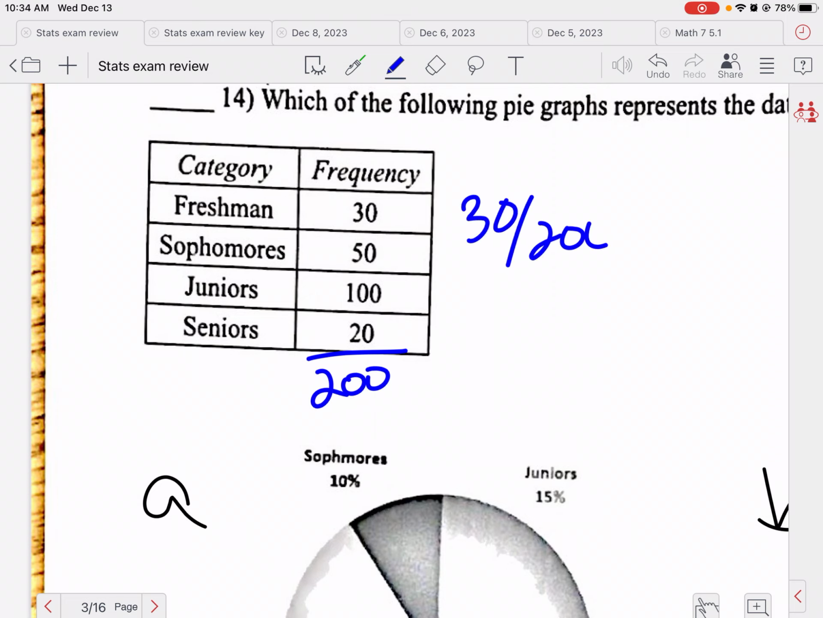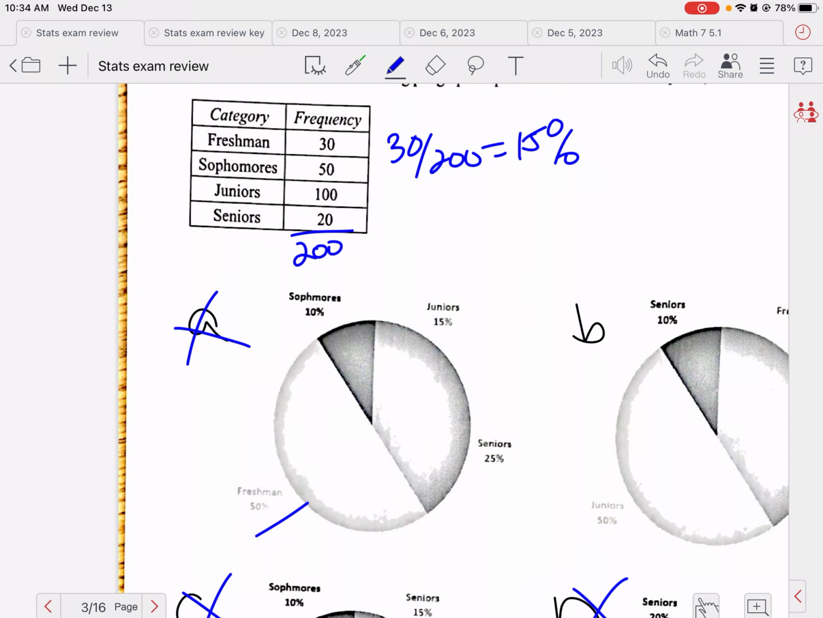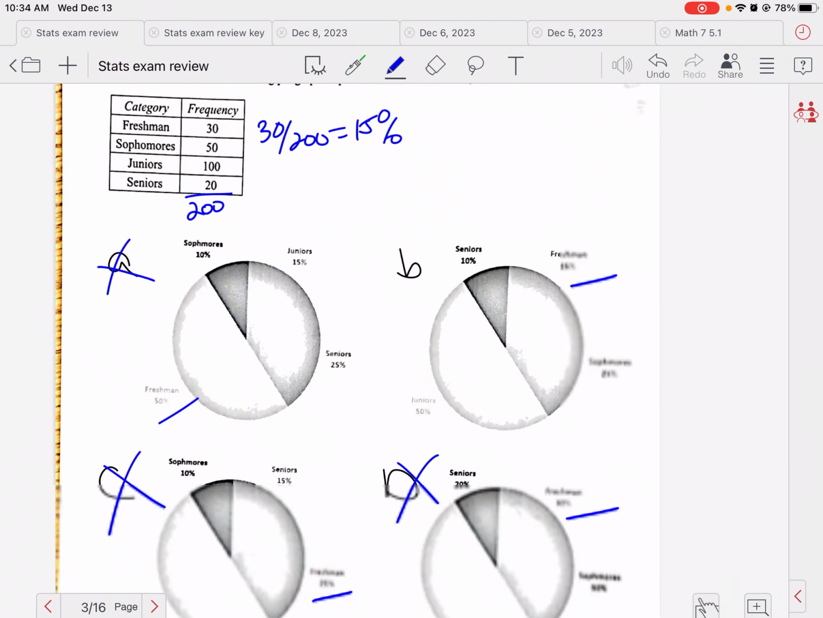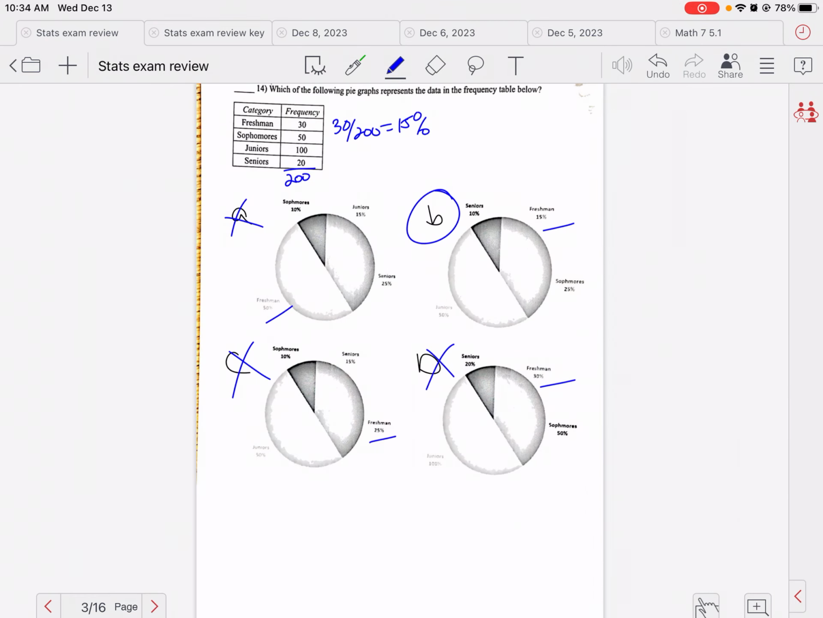I'd say, okay, freshmen are 15% here. Freshmen are 50 here. False. Freshmen are 25. False. Freshmen are 30. False. So I don't even have to do any more work. But I could do 50 divided by 200 is 25%. 100 divided by 200 is 50%. And make sure all of them are correct, which they are for question B.